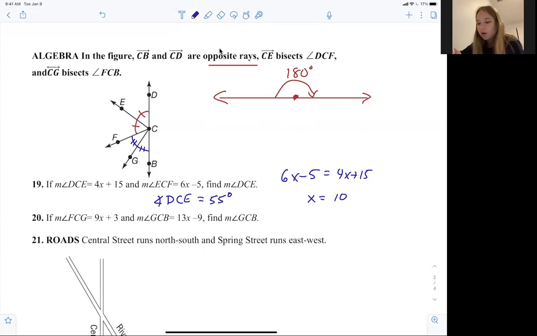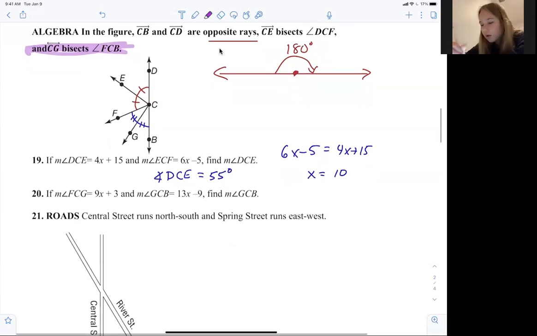Mr. Stroud, why did you put the little tick marks on DCF? Why are they congruent? They're congruent because CG bisects that angle, if you read the directions. I still don't really understand what bisects means. Bisect just means cuts it in half. Okay, CG cuts FCB in half, so the angles are equal. That's all it means. Thank you. You're welcome.